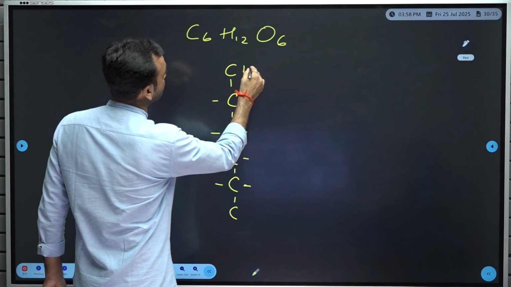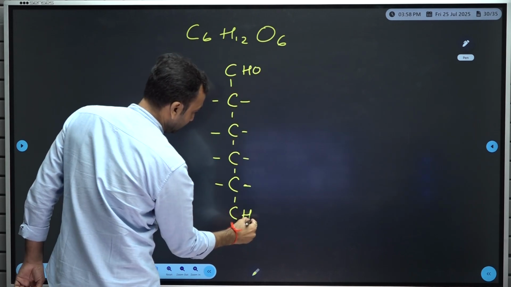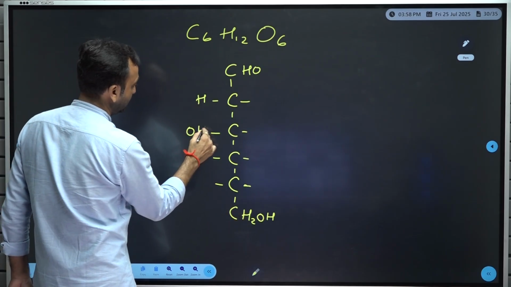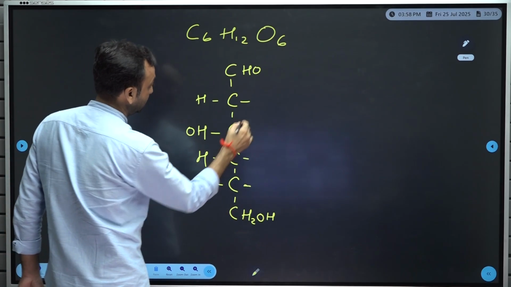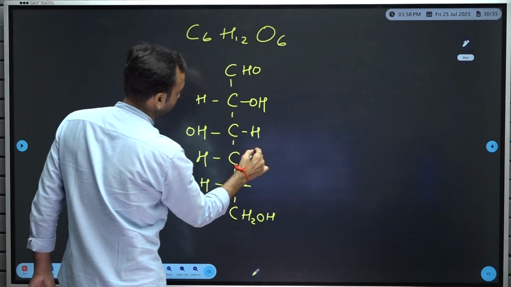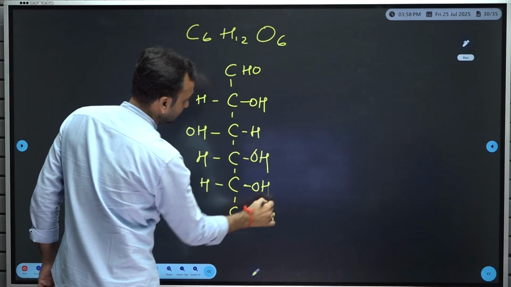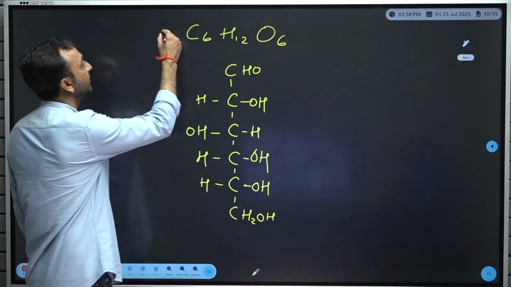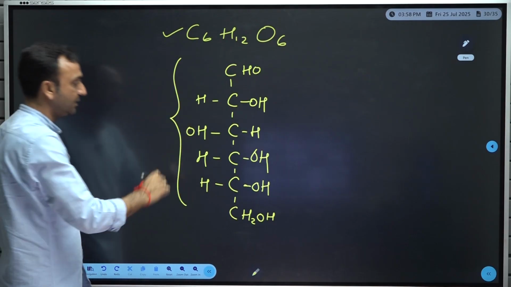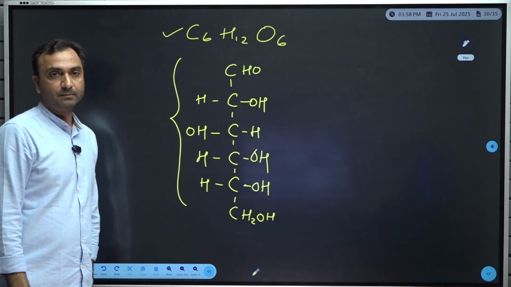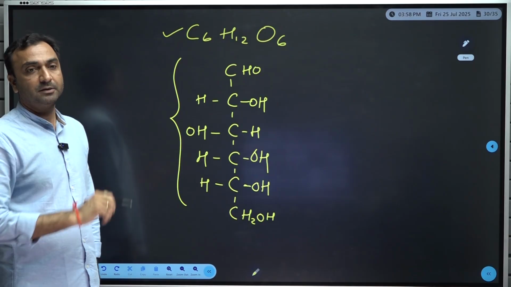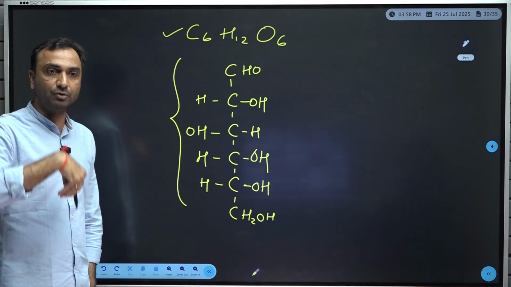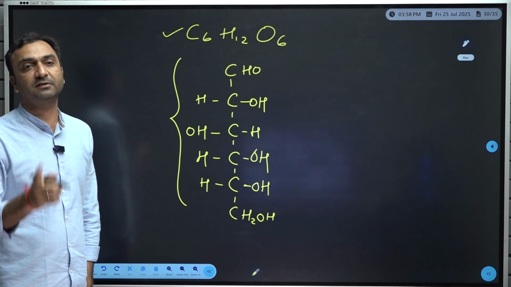Okay, CHO and CH2OH, H, OH. This is the chemical formula and chemical structure of glucose. But actually, what kind of structure appears in our body? It is a cyclic structure, not this kind of structure.